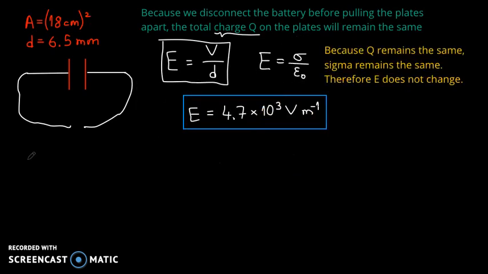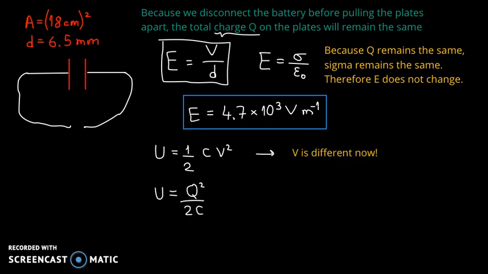How about the potential energy? Earlier in this problem, we used this formula, potential energy equals 1/2 CV squared. Should we use it again to recalculate the potential energy? We could, but again, we would have to recalculate the voltage first because it has changed and we don't know the new value. We do know the new value for capacitance. We already calculated that. So let's actually use an alternative formula for U, which is right here.